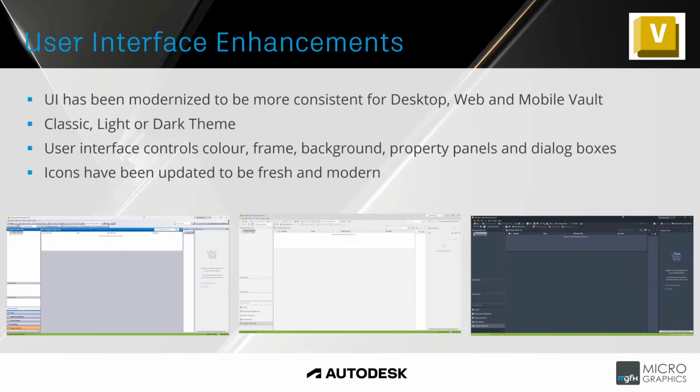Now, they've made the look consistent across all three. If you've got dark mode, you'll see dark mode in your desktop, your web, and your mobile vaults as well. There are only three themes at the moment: classic, light, and dark. The classic is the first one, bottom left, the light is the middle, and the dark theme is on the right hand side. I think there are more themes coming, probably in the first service pack, so look out for that. The theme controls color, frame, background, property panels, and dialog boxes, so everything's going to look the same. And as I said, the icons have been updated to be more fresh and modern.